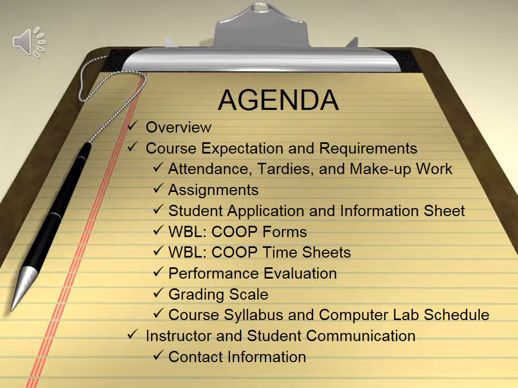The orientation today will cover an overview of the Work-Based Learning Cooperative Education course expectation requirements. We will discuss attendance, tardies, and makeup work, your various assignments, student application information sheet, other required forms, your co-op timesheets, performance evaluation from your employer, grading scale, course syllabus, and computer lab schedule. And we will also discuss the instructor and student communication throughout the semester.